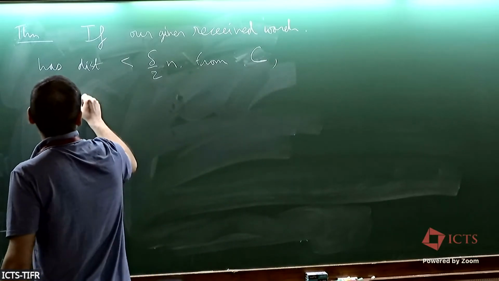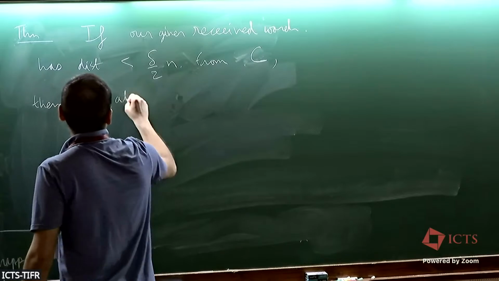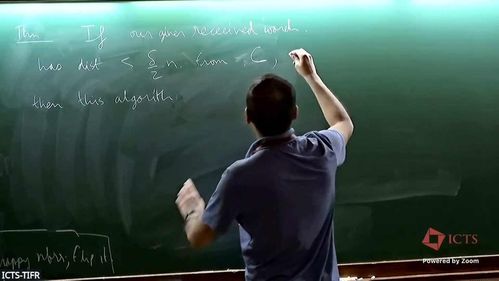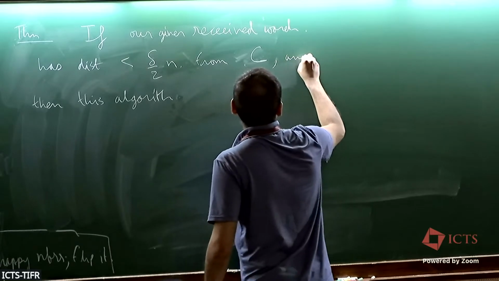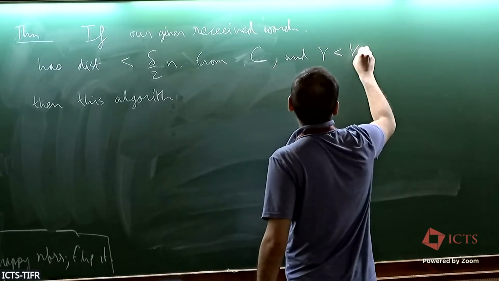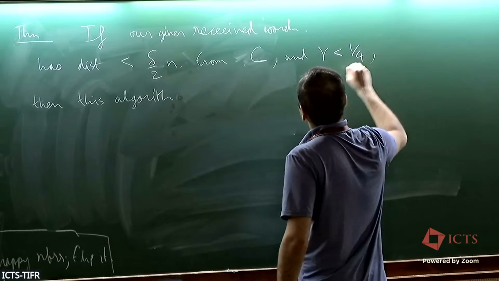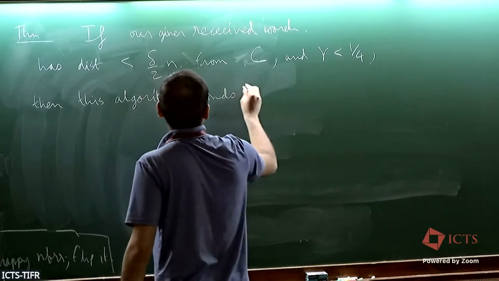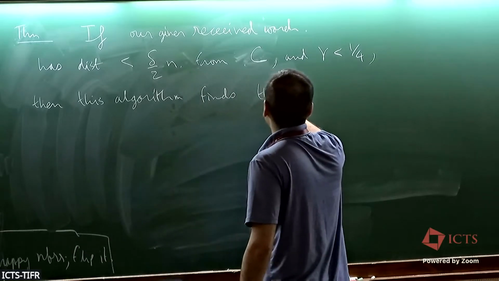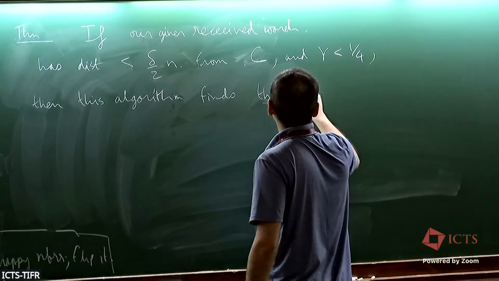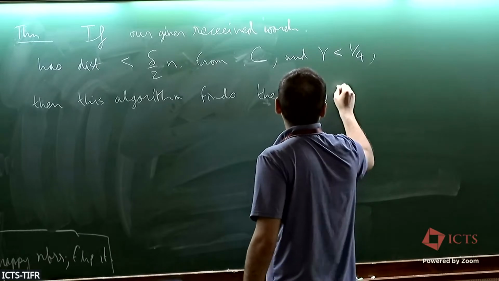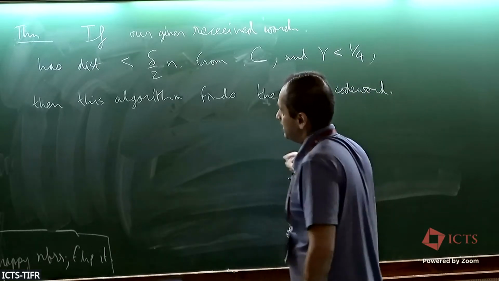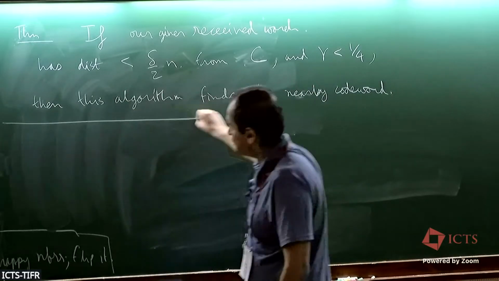Then this algorithm. Oh, no, I also need that gamma is less than 1/4. Then this algorithm finds the nearby code word. That's the claim.